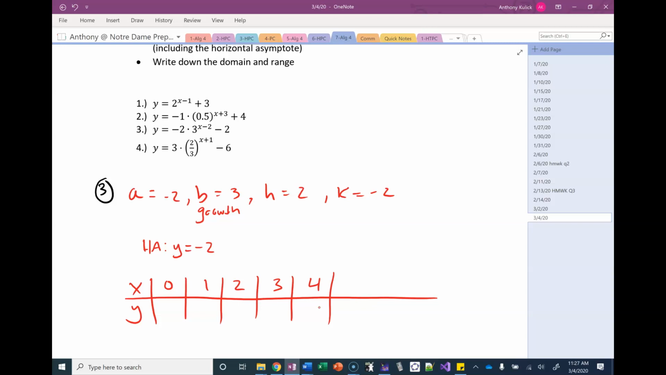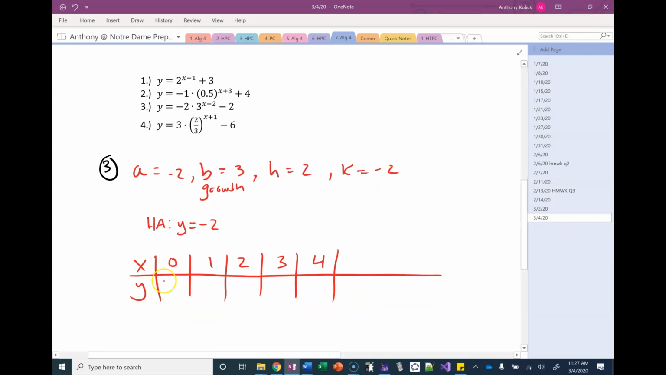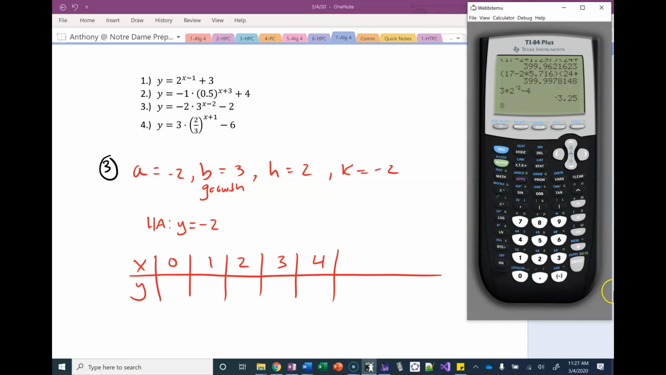I can either plug the x's back into the function, right? You can always do that. Or you could use the little formulas that I gave you. So the first, if we use the formulas, that's a times b to the negative 2 plus k. That's going to be a pretty gross looking decimal. So let's just use the calculator to do this. We'll type them in. It'll probably just be a little bit easier.